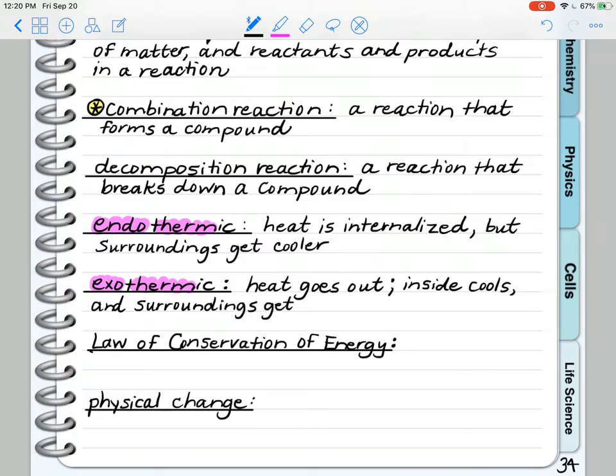So those are opposite, inverse reactions or actions. With endothermic, the heat goes in. With exothermic, the heat goes out. So if you know what endo and exo mean and you know what thermic means, you've got this one.